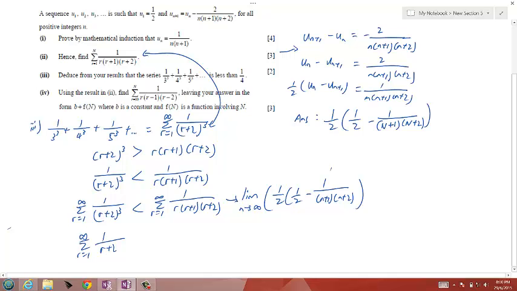I'm just saying that this one is the same as this one. These two are the same, yeah. The one is the sum to infinity. So you have deduce part 3. So that's for part 3.